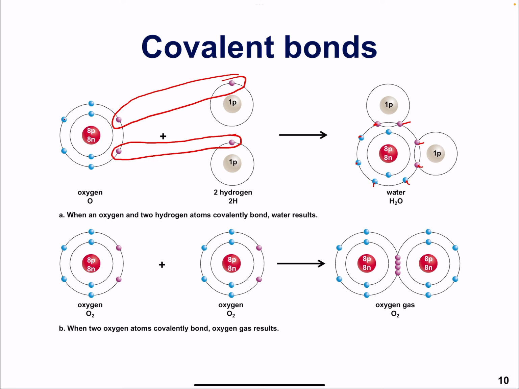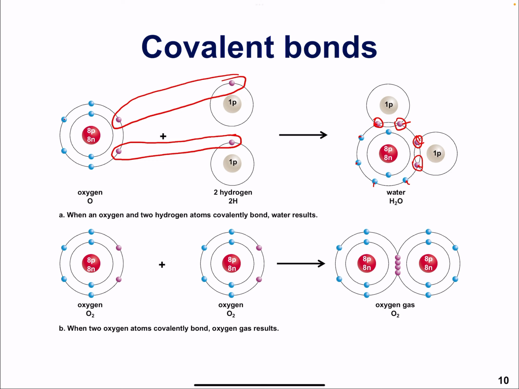Now, for hydrogen, the story is the same. The outermost electron shell for hydrogen needs 2 electrons. Now that hydrogen has combined with oxygen, now we have 1, 2. So now hydrogen is stable and another hydrogen here is going to be stable. And this is how the molecule of water gets formed.